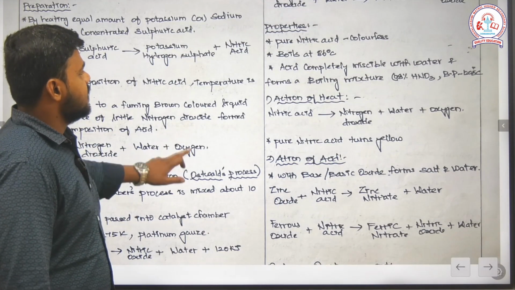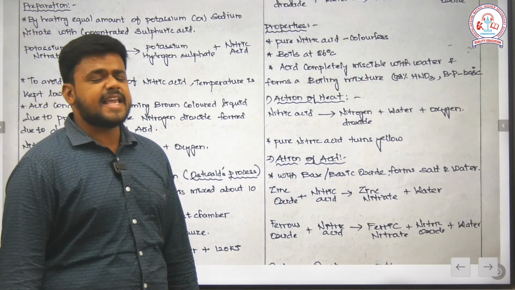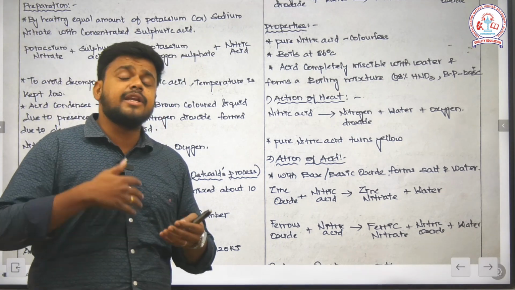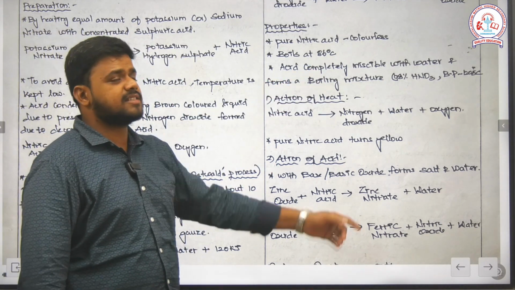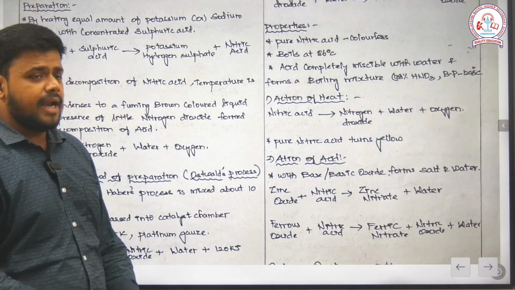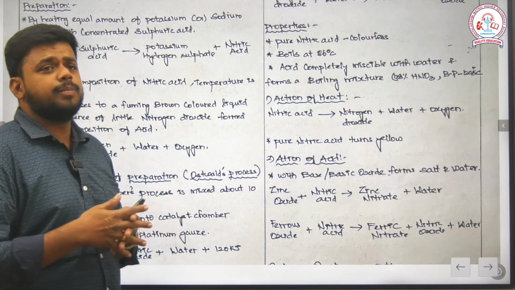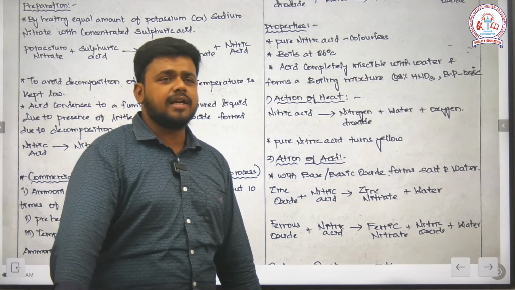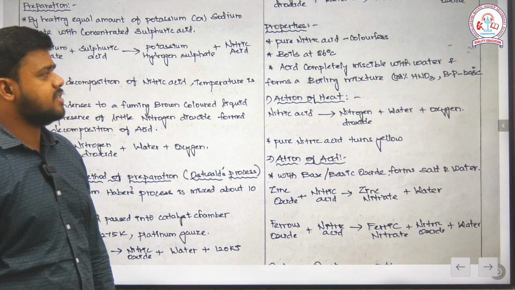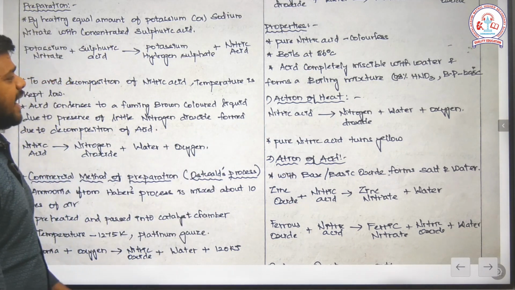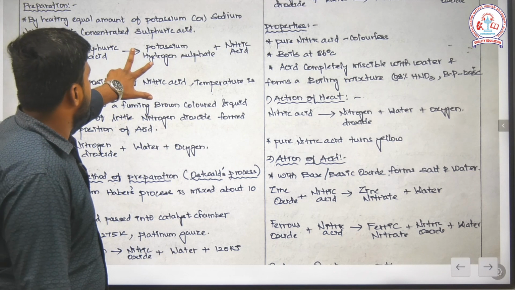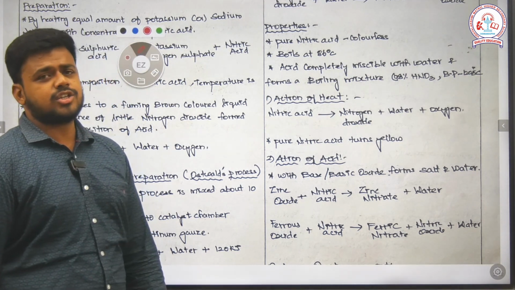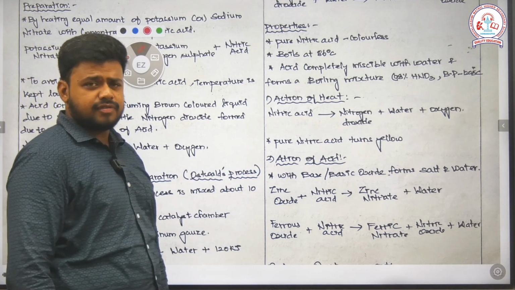See, the next one is, the boiling point of this nitric acid is 86 degrees Celsius, and this acid has the ability to mix with the water. So that's why it is mentioned as completely miscible with water, and it forms a boiling mixture, which means along with the water it exhibits as a mixture, and the boiling point of it is 120.5 degrees Celsius. So this is the boiling point of this 98% pure nitric acid. Then action of heat, the decomposition reaction which we have seen already.